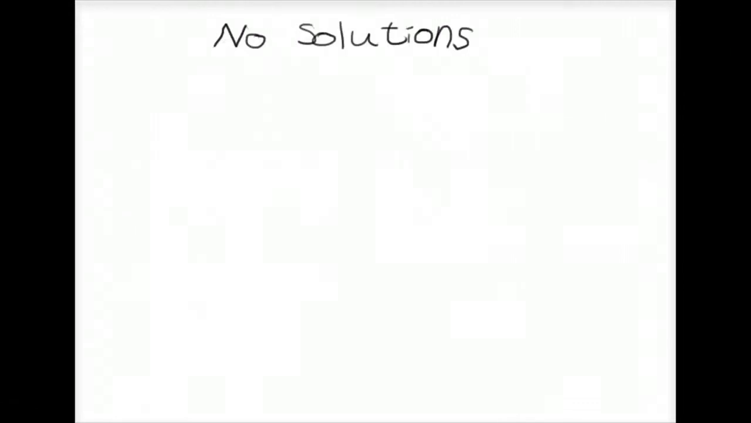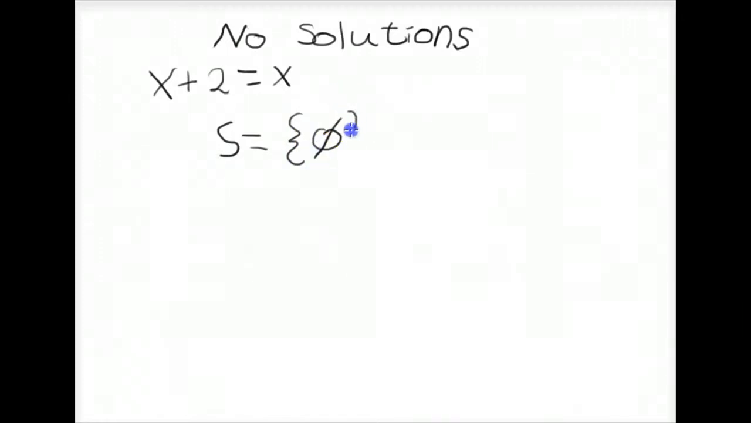Now, sometimes you're going to find that there's no solution, so there would be no value of the variable that can make the expression true. For example, let's look at the equation x plus 2 equals x. We can't have any value of x for this to be true because you can't add 2 to any real number and get the same number back. So we're going to say the set equals no solution, and this is the symbol we use for no solution.